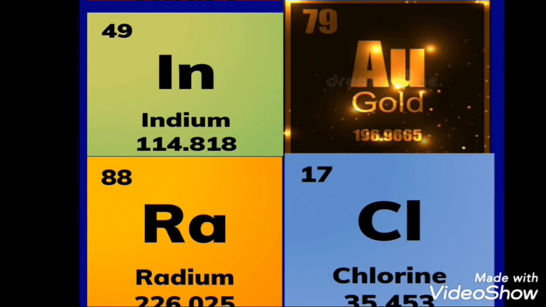Some elements are named using color. Indium represents purple color, radium red, aurum gold, chlorine yellowish green.